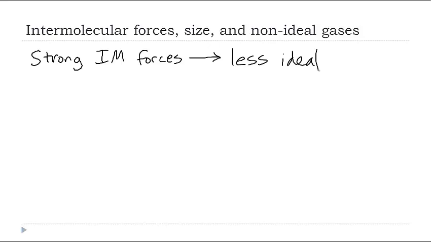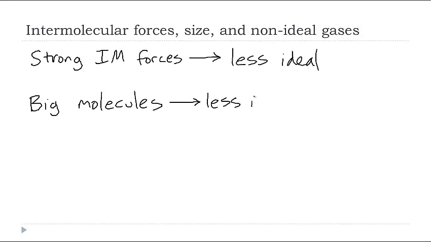And then, if you have big molecules versus small molecules, would big molecules be more or less likely to be ideal? Less likely. So big molecules are less ideal. So if you really want something to illustrate the ideal gas law, what would be a great choice of gas? Helium, hydrogen, those are both going to behave ideally the vast majority of the time. All right. Questions about ideal versus non-ideal?